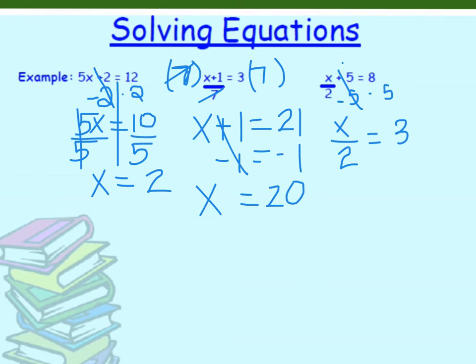So x is still not by itself, and I see that it's being divided by 2. So we're going to do the opposite and multiply by 2. And what I do to one side, I have to do to the other side. So the 2's have a common factor, and they factor out, leaving us with x is equal to 3 times 2, which is 6.